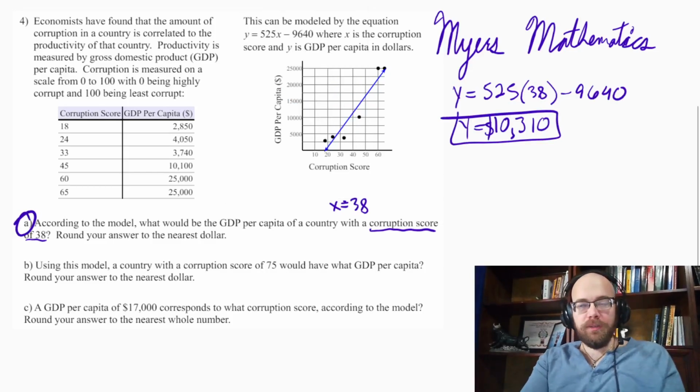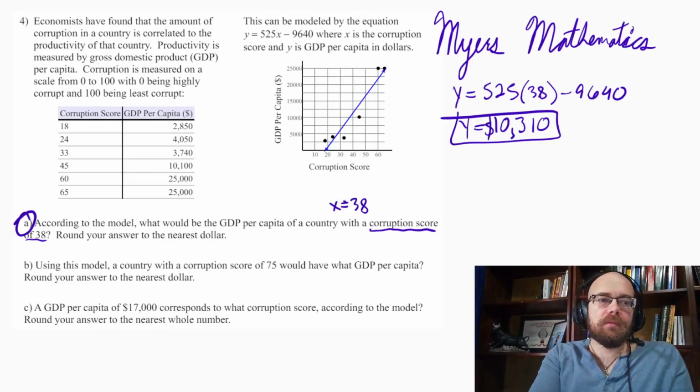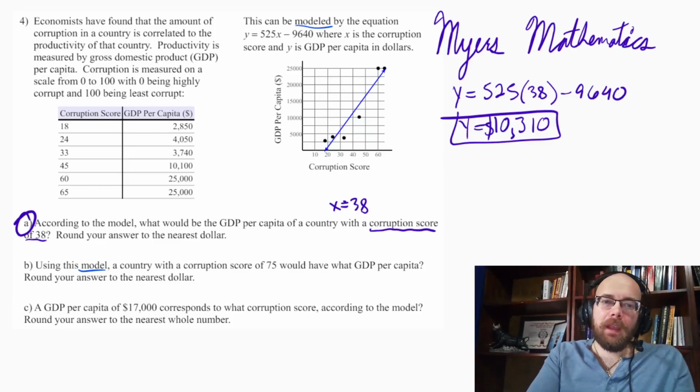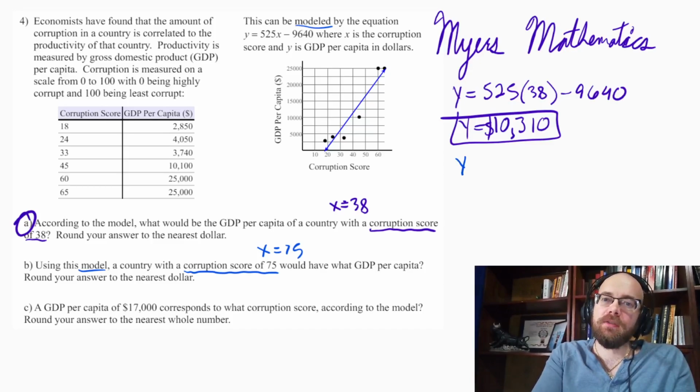Using the model again, a country with a corruption score of 75. We're doing a corruption score again, which means that X is equal to 75. What would that be for GDP per capita? So we just do it again.